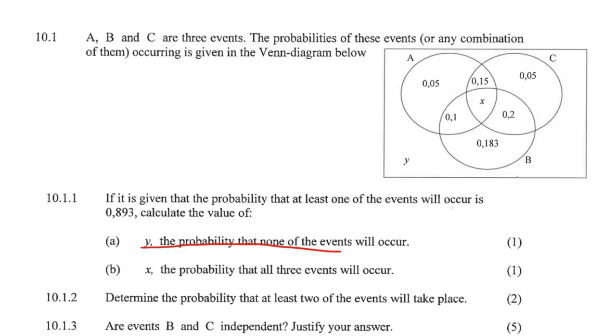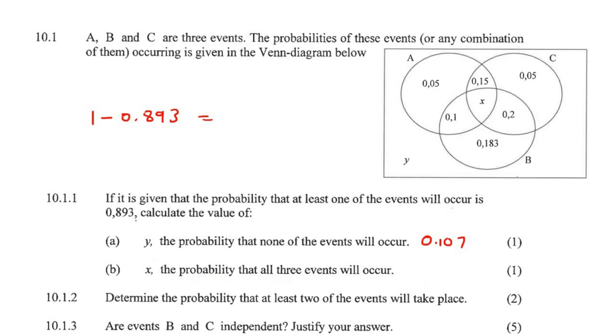Okay, so if it is given that the probability that at least one of the events would occur, then what is the probability that none of the events would occur? Well, you could just say 1 minus 0.893, and that'll give us 0.107. Now, work out this one over here, because remember, we know that all of this here adds up to 1. All of that adds up to 1. Everything. So if this stuff over here is 0.893, then this one would be 1 minus that. Okay? Now it says, what is the value of x, the probability that all three events would occur?